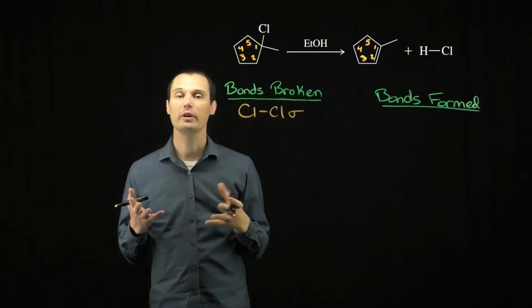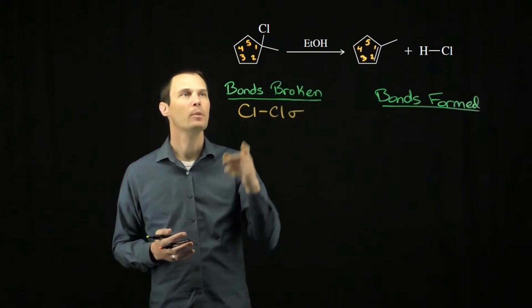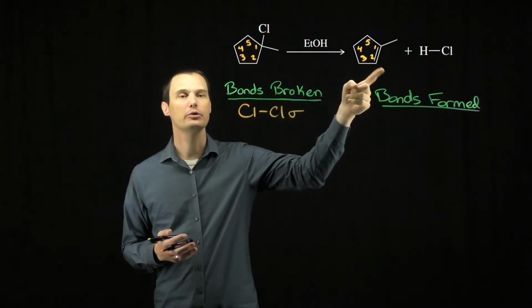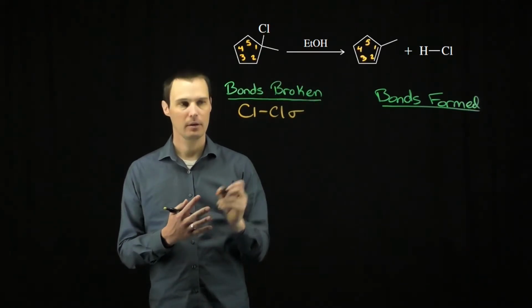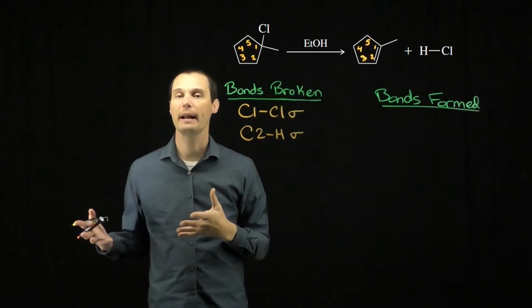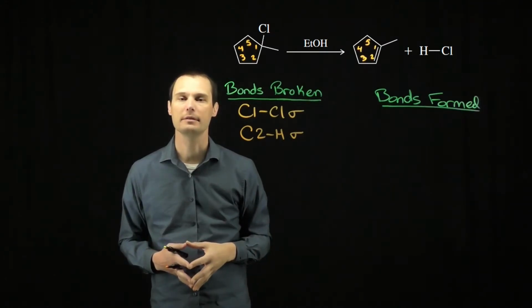The next bond broken is a little bit hidden. We need to be a little bit careful here. On carbon 2, there are 2 implied hydrogens. If we look at our product on carbon number 2, there's only 1 implied hydrogen. Therefore, we've also broken a C2 hydrogen sigma bond. Be aware of implied hydrogens when making a bonds formed, bonds broken list.